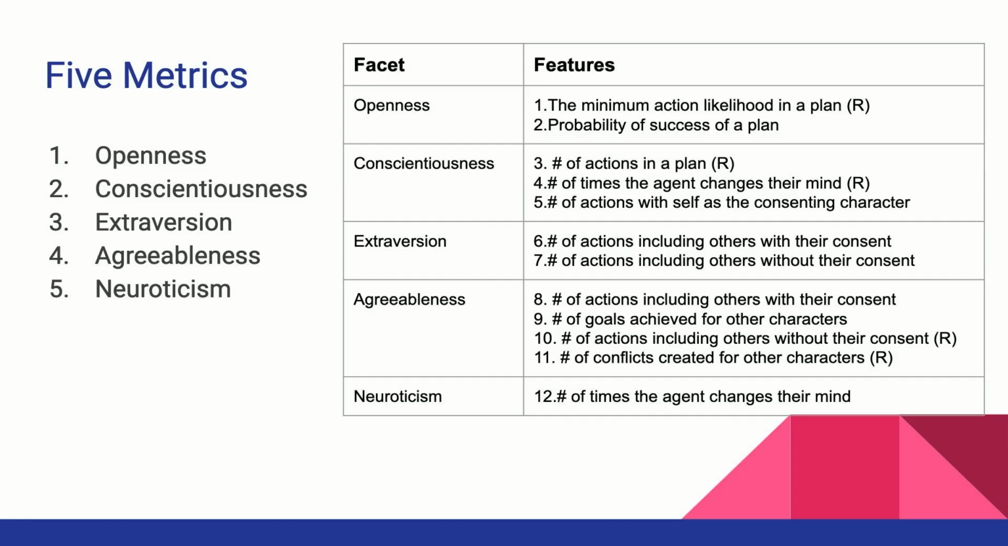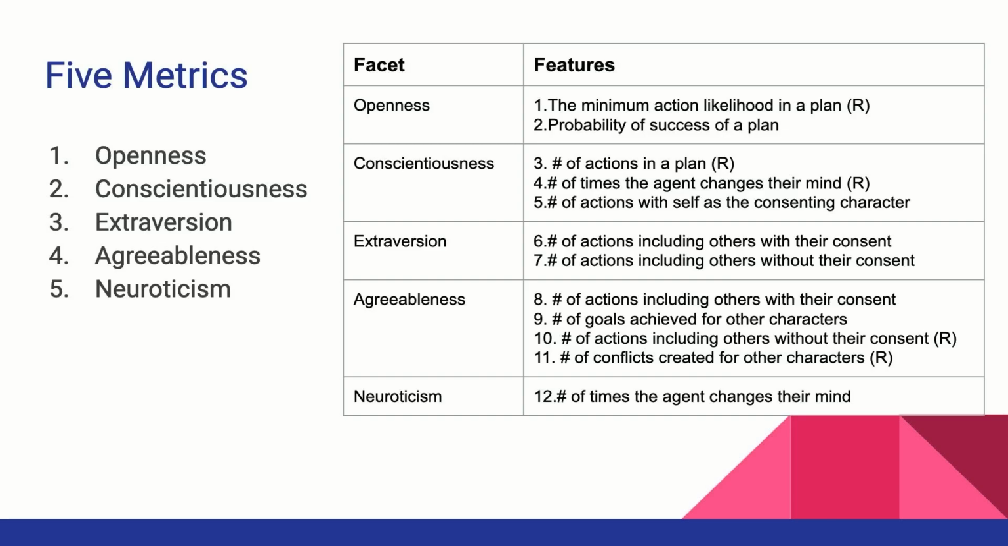The table on the right-hand side that you see here lists off the 12 metrics that Shivani and Ware created, as well as which personality attribute they map towards. Most of these are pretty straightforward, and you can get them in a lot of narrative planners, in a lot of story generations.